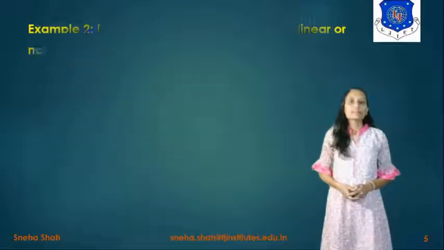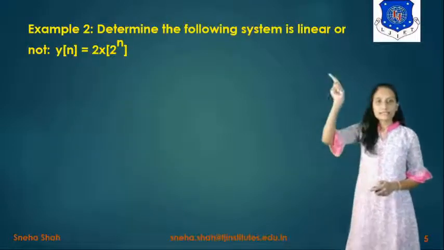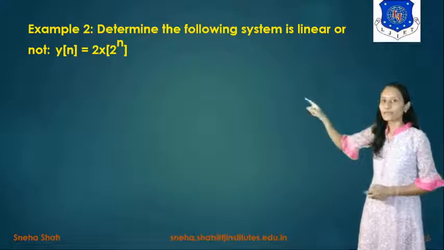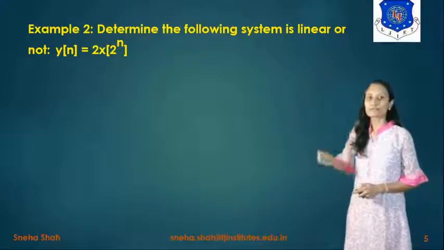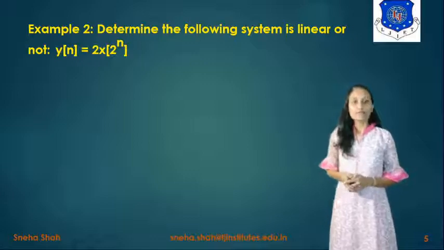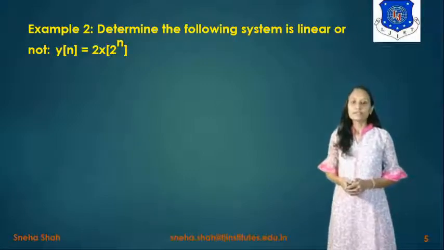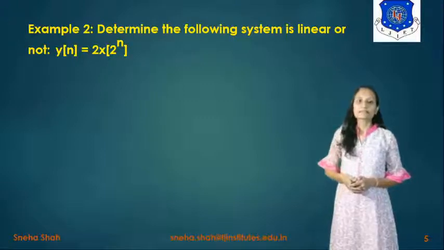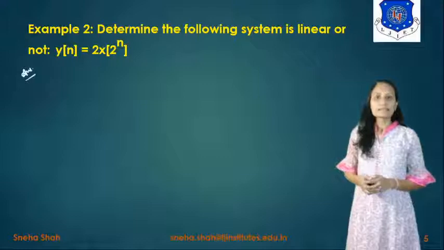Now the next example is to determine whether the following system is linear or not. For that you are given y of n equals 2 into x of 2 raised to n. Here y of n is a discrete time signal. So how will you determine whether the discrete time system is linear or not? The process will remain the same.